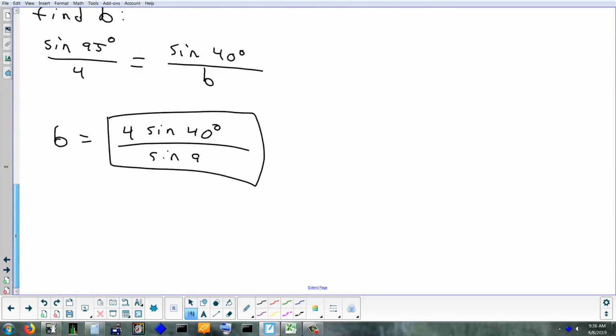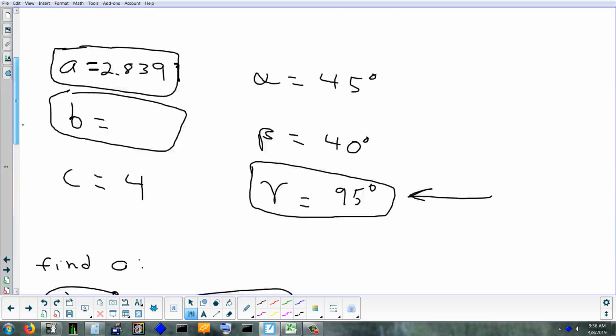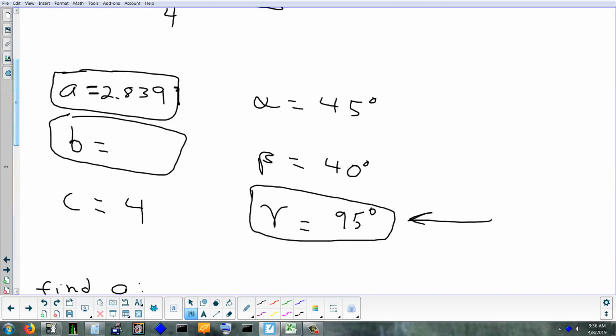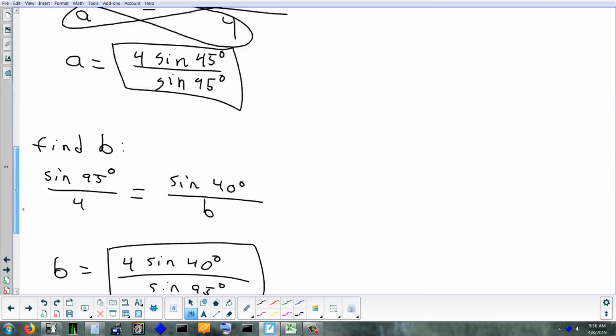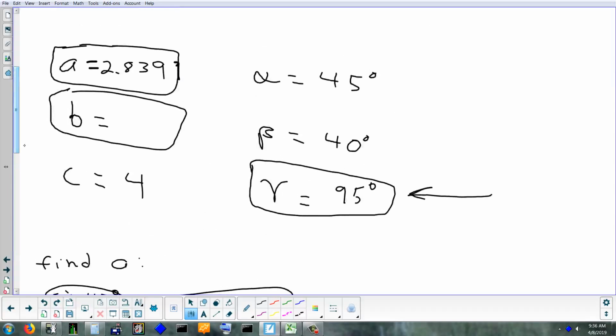Now, before I type that in and see what I get, what do I know about side B? Just looking at that information, it's going to be the smallest. So it should be a little smaller than 2.8, maybe 2.4, 2.5. I don't know, but whatever it comes out to, it's going to be the smallest. Right, so let's see what we get. Does anyone already have that to 3 decimal places? It's 2.581. Thank you. 2.581.